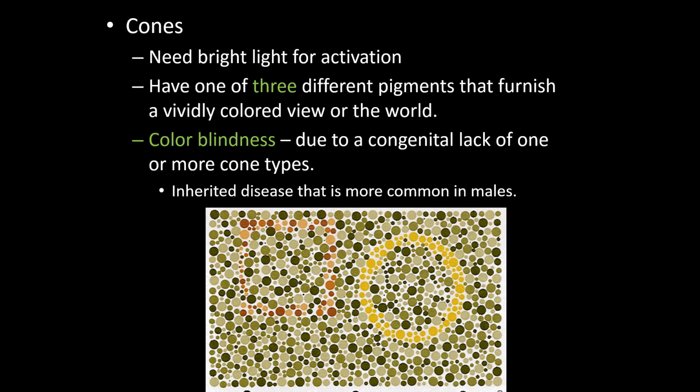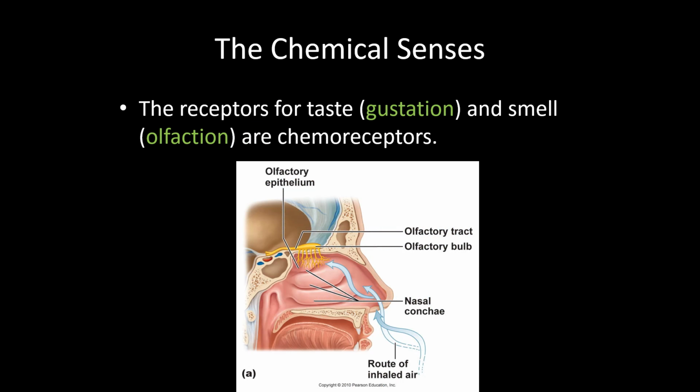Okay. Next, super briefly, location of taste and smell receptors. Taste receptors are primarily on the tongue. Smell receptors are at the olfactory epithelium at the top of the nasal cavity. Olfaction is your sense of smell. Gustation is your sense of taste.